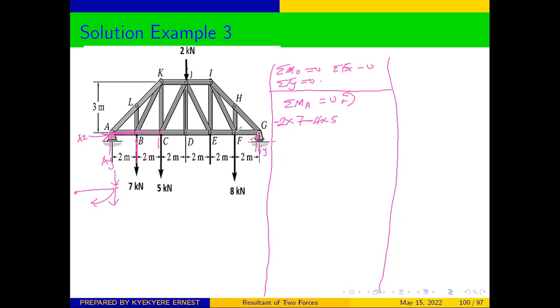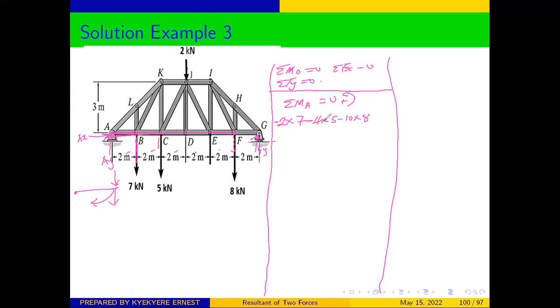Then we pick the next force. The next force here is 8. It's also a vertical force, therefore the perpendicular distance is going to be horizontal. The distance from this point to where we are taking our moment will be 2 plus 2 plus 2, which is 6, plus 2, 8, plus 2, which is 10. We have 10 times 8. That will also be clockwise, so it will be negative.